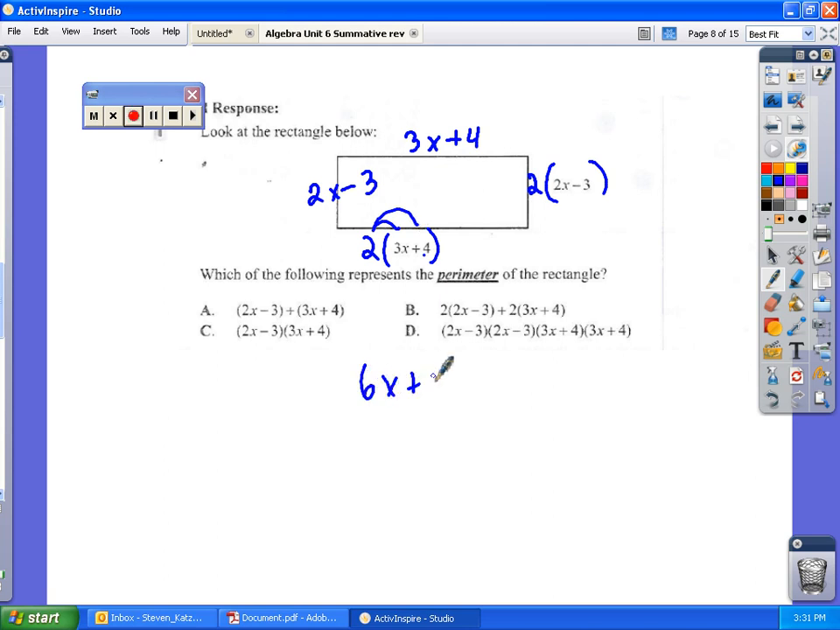So you get 6x plus 8 plus 2 times 2x minus 3. And you know what's funny? I wasn't even looking yet, but it looks like they didn't even simplify it. It looks like they just did what we were trying to do, which would be 2 times one side and add that to 2 times the other side. So the answer is B. You don't even have to get a simplified answer.